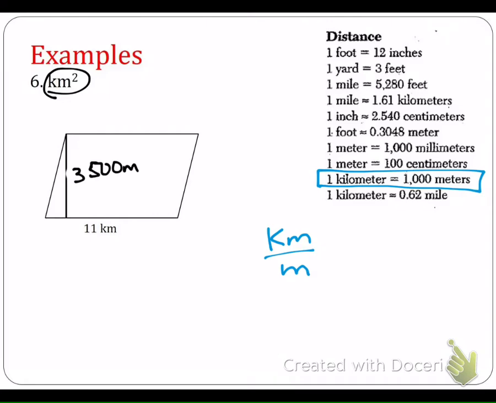And I want to change, which one of these am I changing? Meters. Yeah, you're changing the meters into kilometers because you need your answer to be in kilometers. So make sure you're picking the right one to mess with. So, from my conversion chart, I know that 1 kilometer is 1,000 meters. So I want to know how many kilometers is in 3,500 meters.